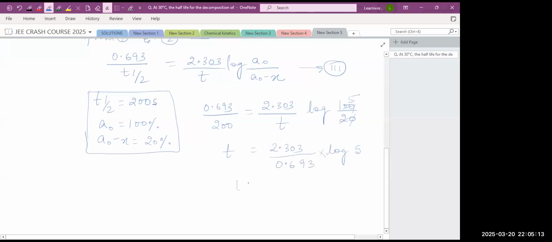Okay, and what's the log value? Log 5 value is 0.69 something. So when you put the value of log 5 and multiply it by this, you will get 463.92 seconds, which is approximately 463 seconds. So your option C will be correct. Option C will be correct. Clear?